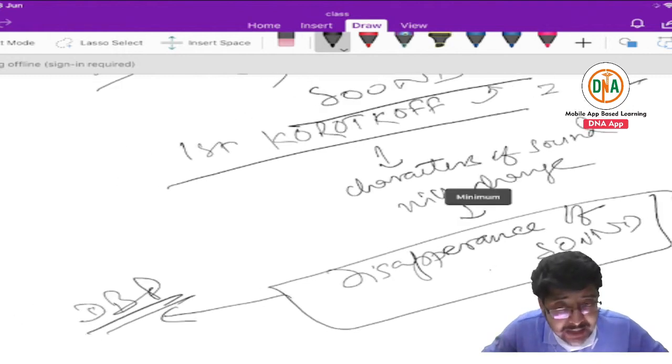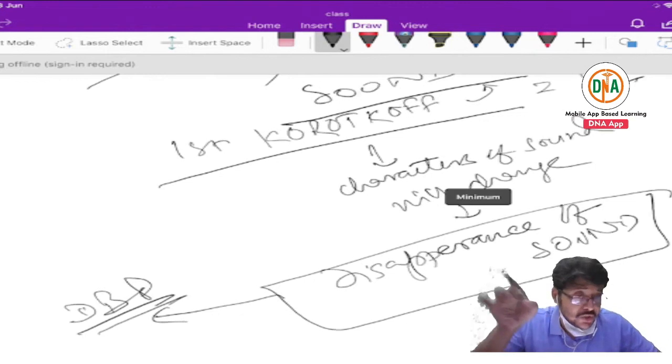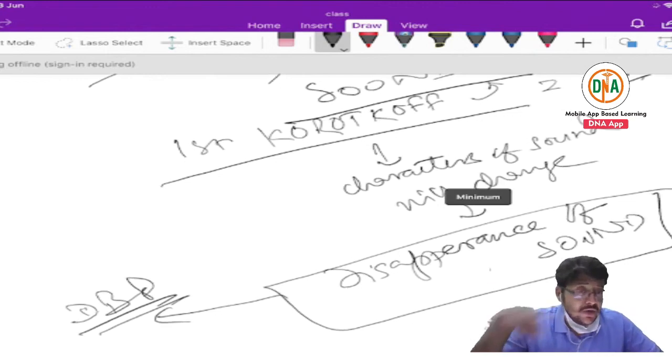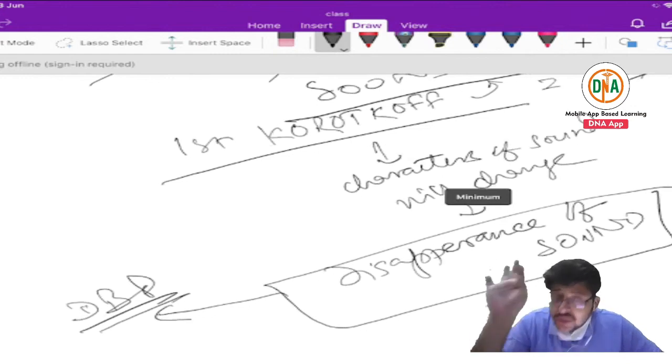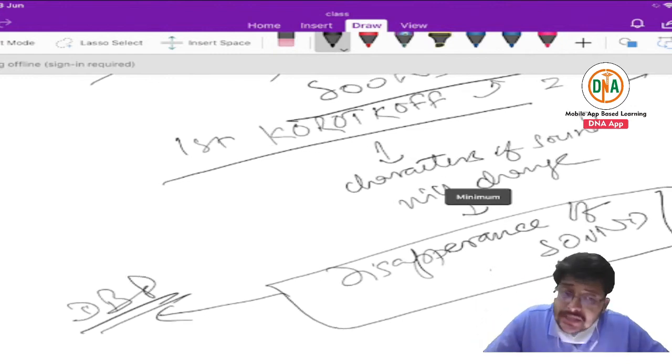Systolic blood pressure is the maximum blood pressure that is recorded during systole, and diastolic blood pressure is the lowest blood pressure that is measured during diastole. So we will get the diastolic blood pressure when there is disappearance of sound.